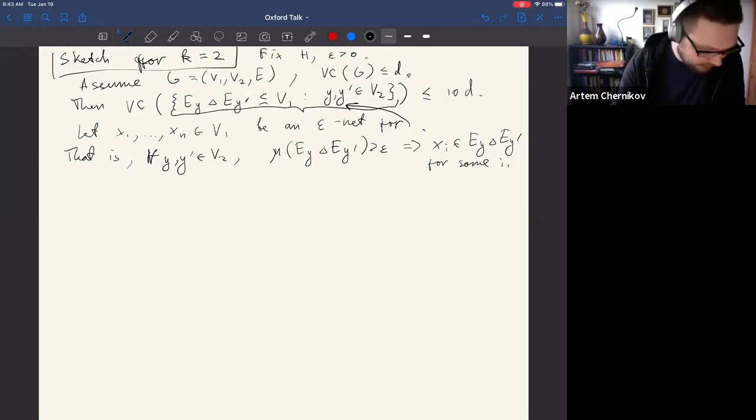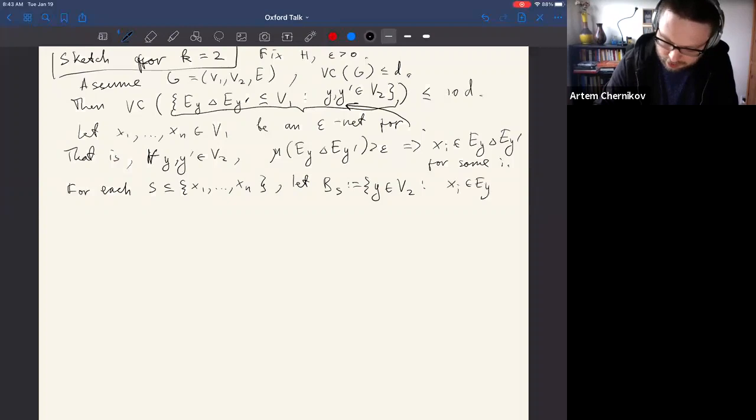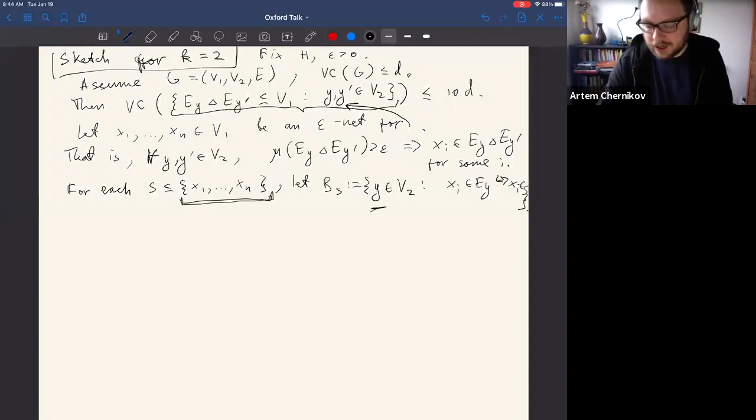Now this can be rephrased slightly. We can fix S, a subset of the set of these points x1 through xn, and we let B_S be the set consisting of all choices of Y in V2 such that x_i is in E_Y if and only if x_i is in S. So we have a finite collection of subsets of this epsilon net, and we look at all those fibers Y which pick out precisely the set S from this epsilon net.